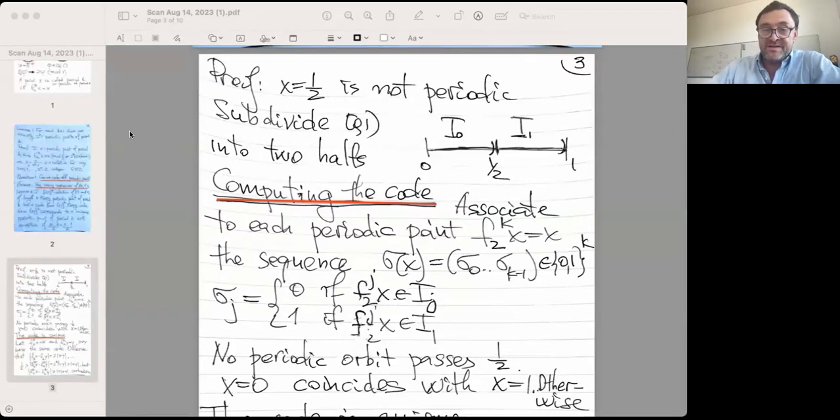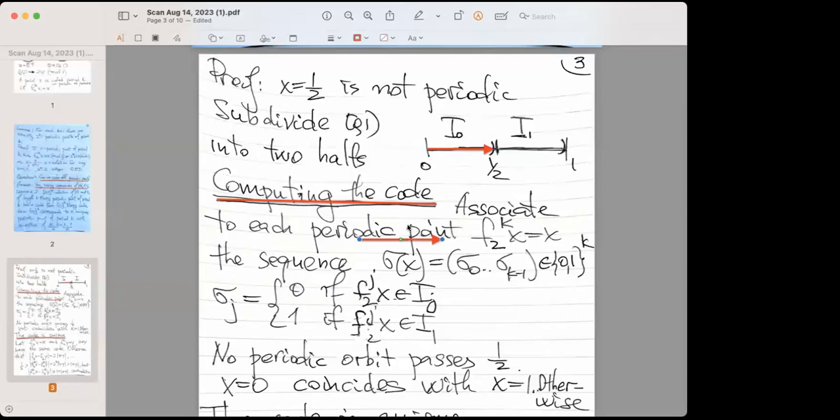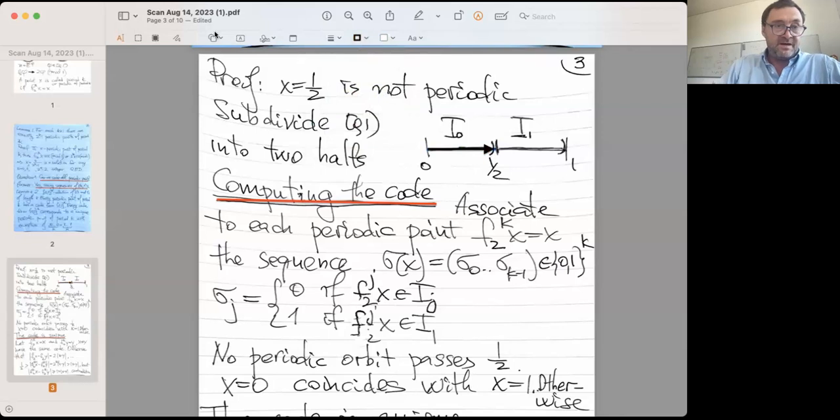Now there is a way of saying 0, 1, and there is a geometric way of doing the coding. And let me show you the geometric way. The geometric way of doing the coding is the following. Let me chop the circle into two halves. So there will be a black half, which is between 0 and 1/2. And there will be a red half, which is between 1/2 and one. And then the way I'm going to code the orbits is the following. I will iterate my map. And if at the beginning I was in the black interval, I say 0. If I was in the red interval, I say 1.